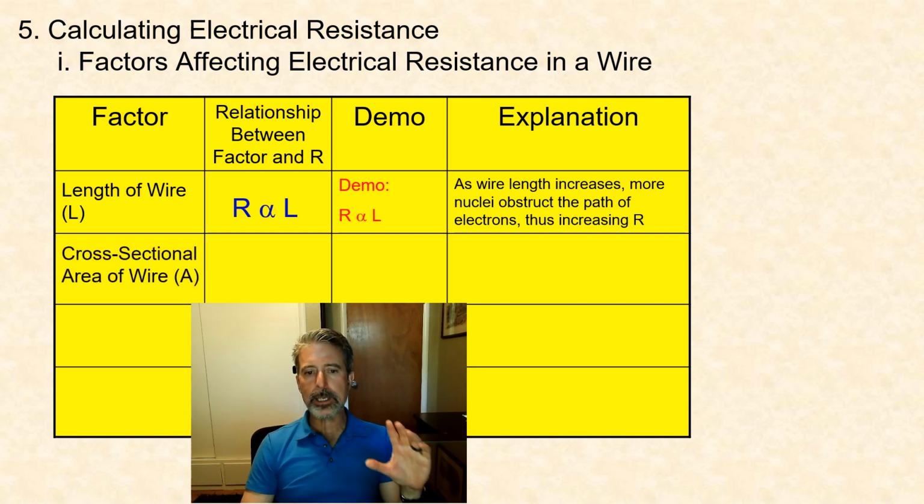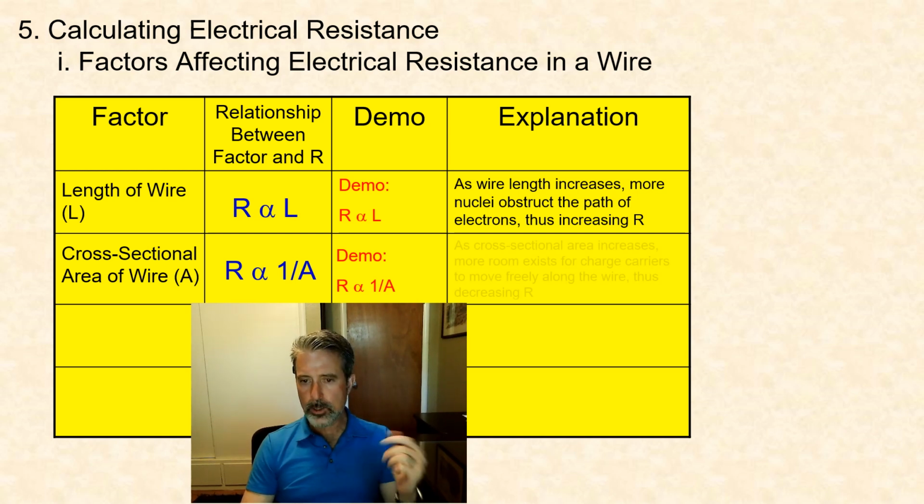A second factor here is the cross-sectional area of the wire. And this may be a little bit counterintuitive, but it turns out that there's an inverse relationship between resistance and cross-sectional area. We'll demonstrate this in the next slide, along with the factor we call length, the length of the wire. Why does this make sense?